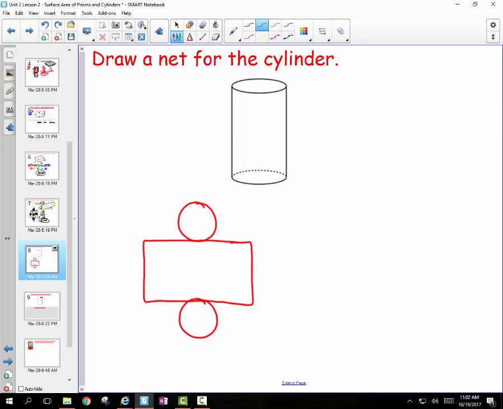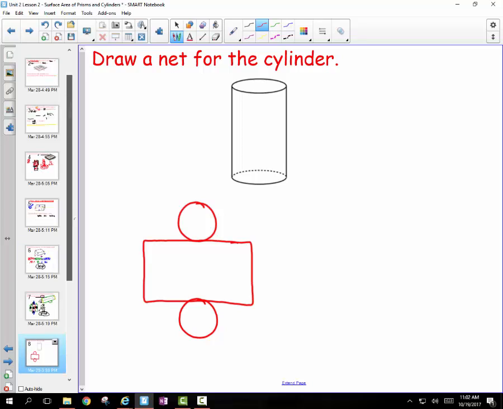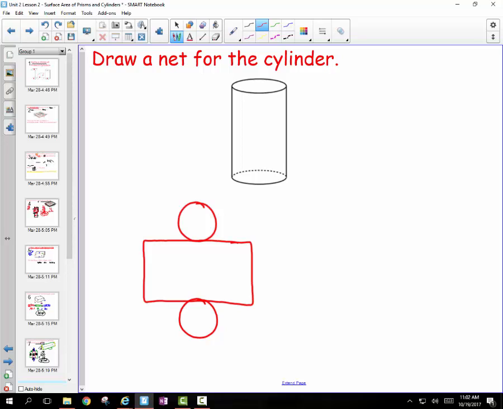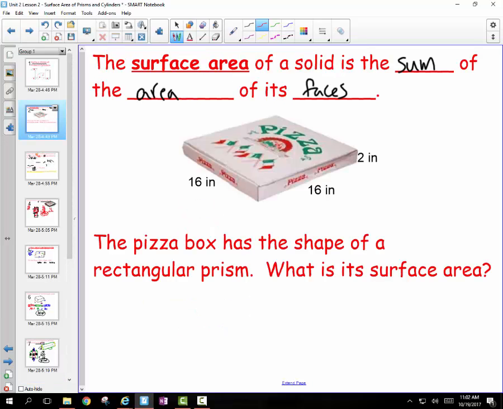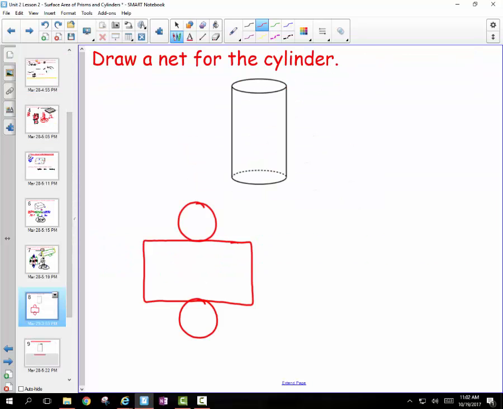Right, so I want you to notice how this works when I draw a net for a cylinder. This actually is going to lead to something that will help us find the surface area of a cylinder every time without having to draw a net. Remember, surface area is the sum of the area of its faces. So let's think about how we could find the area of these faces.